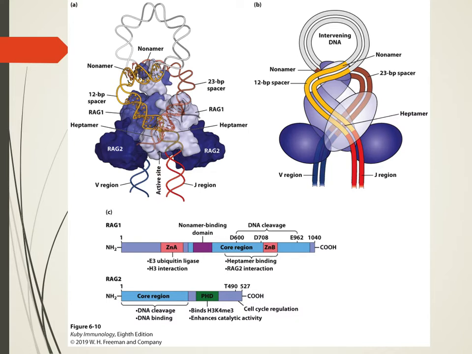In panel C, you can see some of the different components or pieces of RAG1 and RAG2. So again, with RAG1, you can see how we have this nonamer binding domain, and again, that's referring to that area where we're going to have our 23 base pair spacer. With RAG2, we have this core region, which allows for DNA binding and cleaving of the DNA.